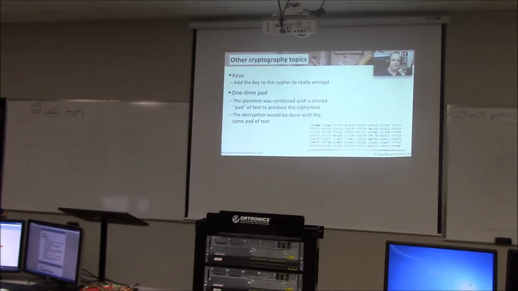Another cryptography technique is a one-time pad. This is one where you would have a page of letters on one side, and exactly the same page of letters on the other side. The person who's encrypting the message will go through each letter of the message, and they would combine the first letter of this pad with the first letter of the message to come up with ciphertext. Then the second letter of the pad with the second letter of the plain text message to come up with the next letter of the ciphertext, and so on.